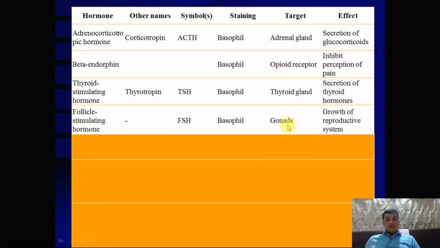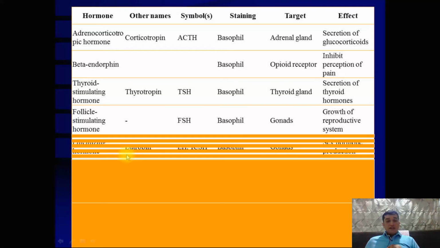Fourth one is FSH, which will act on the gonads. For example, if it is the ovary, they are acting on the follicular cells of the ovary, the stromal cells present in the ovarian cortex. And in case of male, they are acting on the Sertoli cells which are present in the seminiferous tubules. There they are responsible for the growth of the reproductive system.